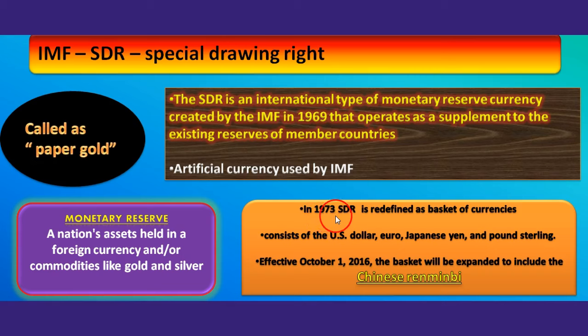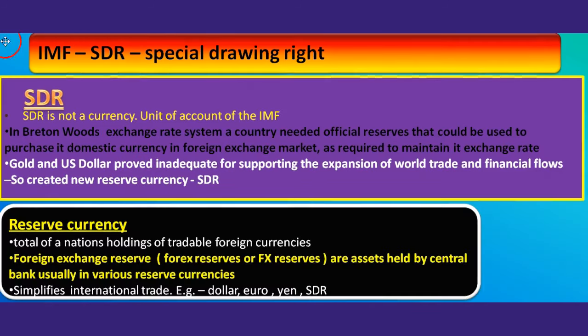In 1973, SDR was redefined as a basket of currencies. It consists of the US dollar, euro, Japanese yen and pound sterling. And effective October 1st, 2016, the basket will be expanded to include the Chinese renminbi. The new currency included in SDR is the Chinese renminbi. Once more, SDR is not a currency but a unit of account of the International Monetary Fund.